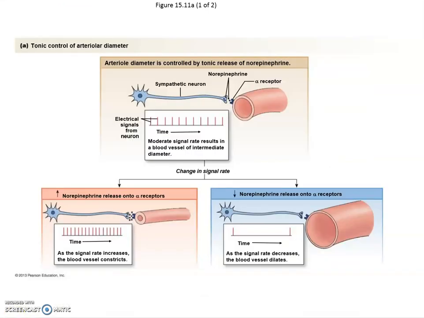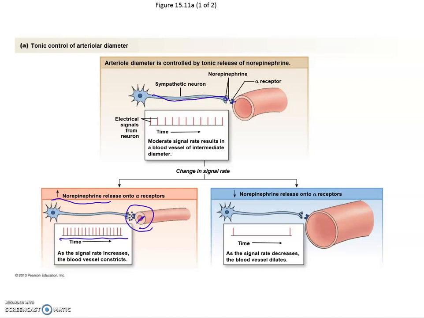Here you have an example of how norepinephrine works on blood vessel diameter. So here we have our sympathetic neuron over here, and it's of course dropping norepinephrine, and it's binding to alpha receptors. Now, depending on the signaling rate, we're going to have two different outcomes here. If we're increasing the norepinephrine release, that would be a fight or flight kind of response. Now we're having increased release of the norepinephrine onto the alpha receptors, and that will decrease the blood vessel diameter. You can see how the blood vessel diameter is very small here.